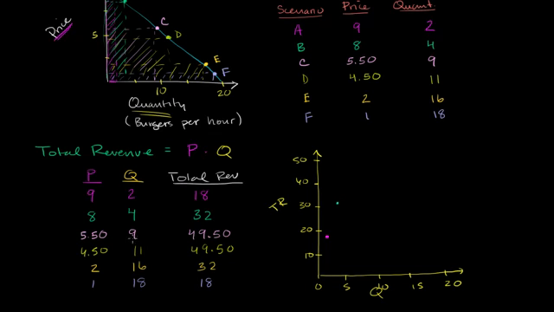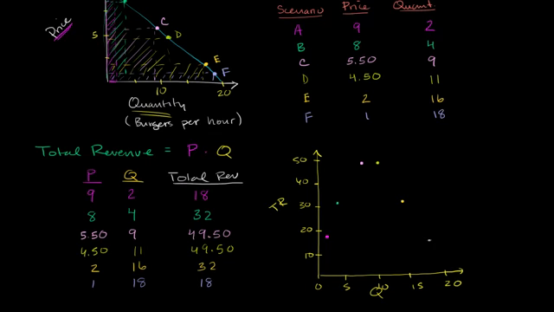Then when our quantity is 9, our total revenue is almost 50, so right over there. And then when it's 11, it's also at that same point right over there. And then when our quantity is 16, our total revenue is 32, so 32 right there. And then finally, when our quantity is 18, our total revenue is 18.